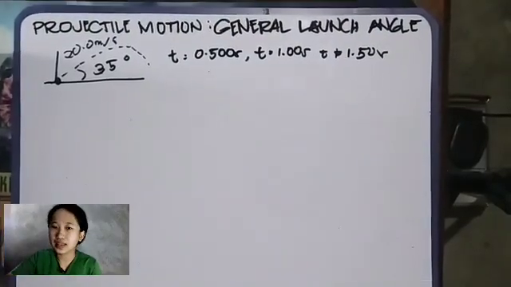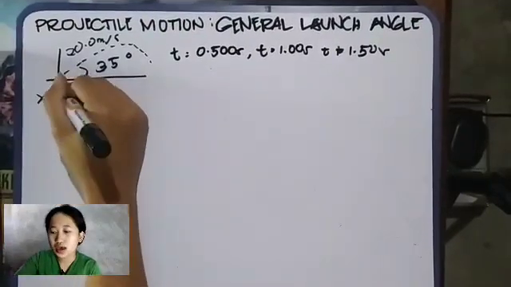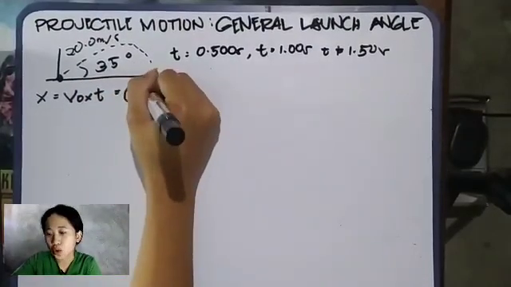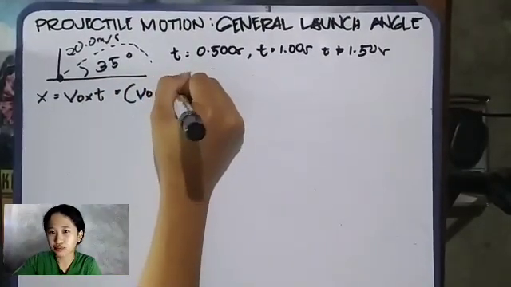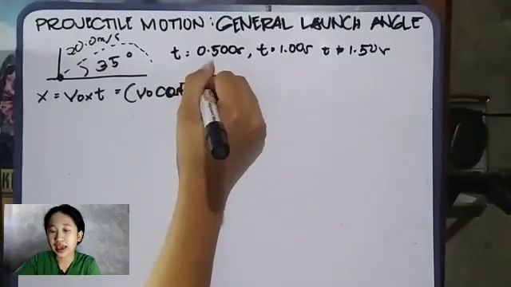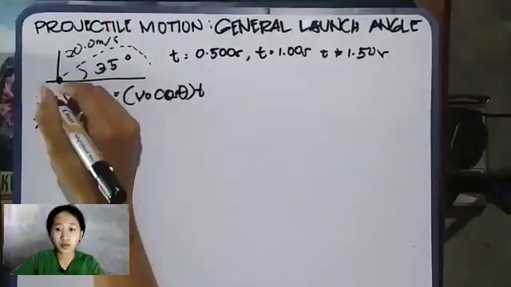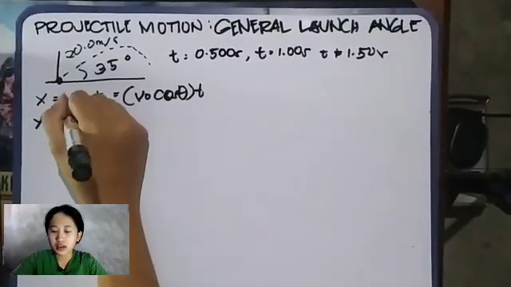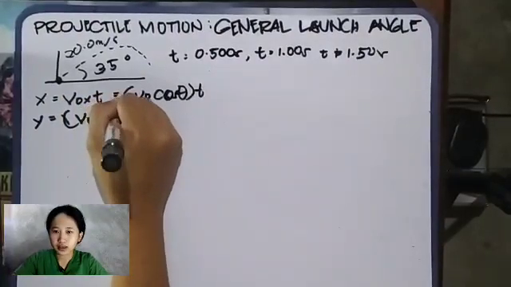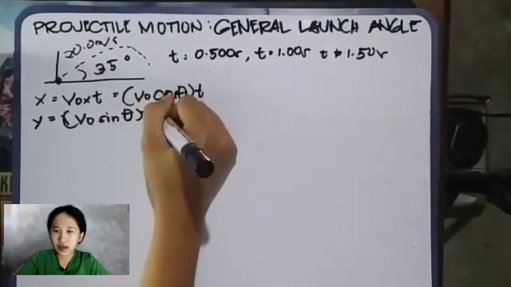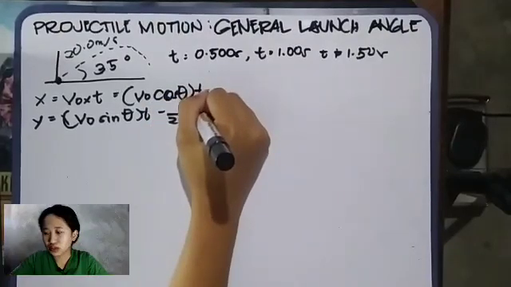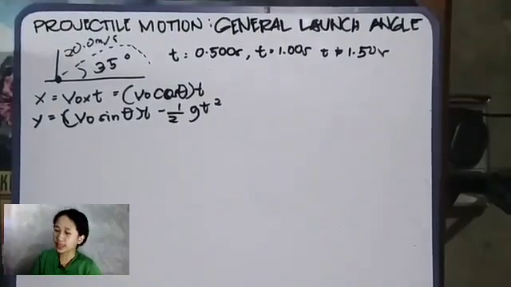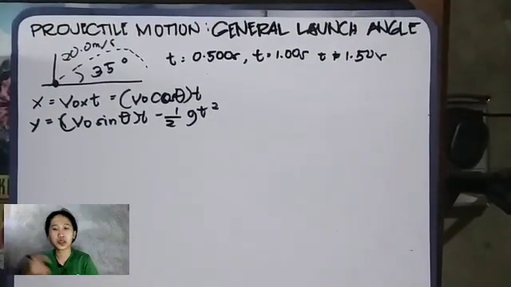So, ang formula natin sa may x is equals to V sub o x times time is equals to V sub o cosine theta times time. Then, sa y natin is V sub o sine theta times time minus 1/2 gravity times time squared respectively. So, since ayan na yung formula na, isa-substitute na lang natin sila.